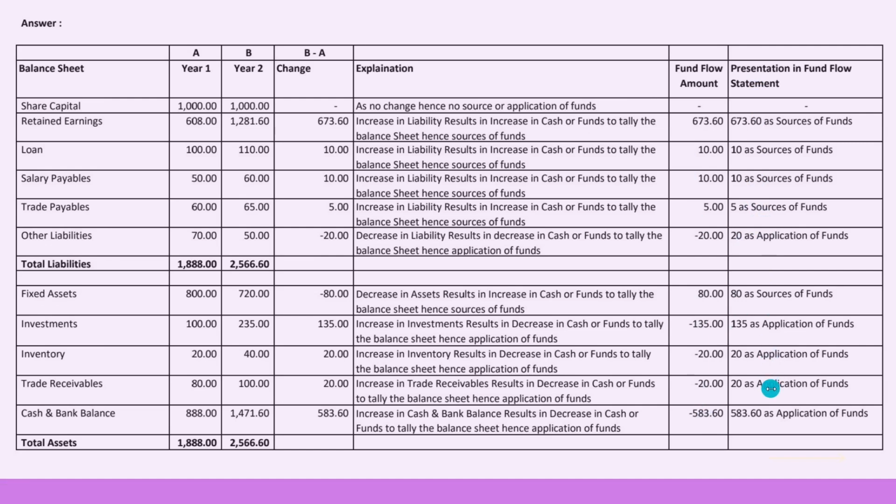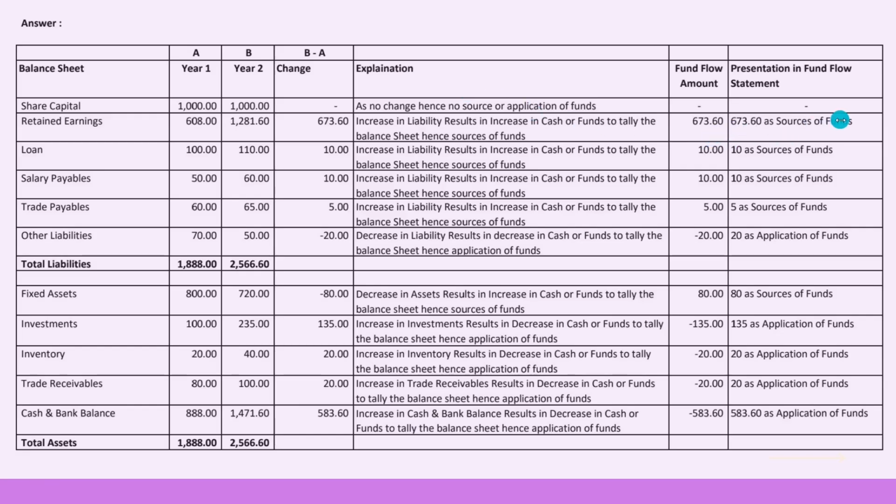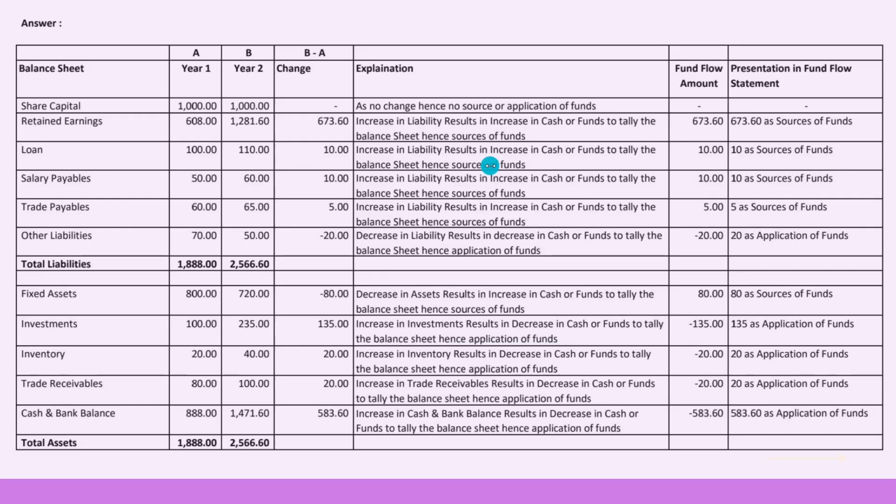Now let us actually prepare the fund flow statement. So all sources of funds will be written at one place and all applications of funds will be written at one place. So increase in retained earnings 673.60, you can see here as a source of funds. 10 as a source of funds is the increase in loans. Then salary payable increase 10 as a source of funds. So you have written here loan taken 10, increase in salary payable 10, increase in trade payable 5. You can see here the increase in trade payable from 60 to 65. So 5 is the source of funds.